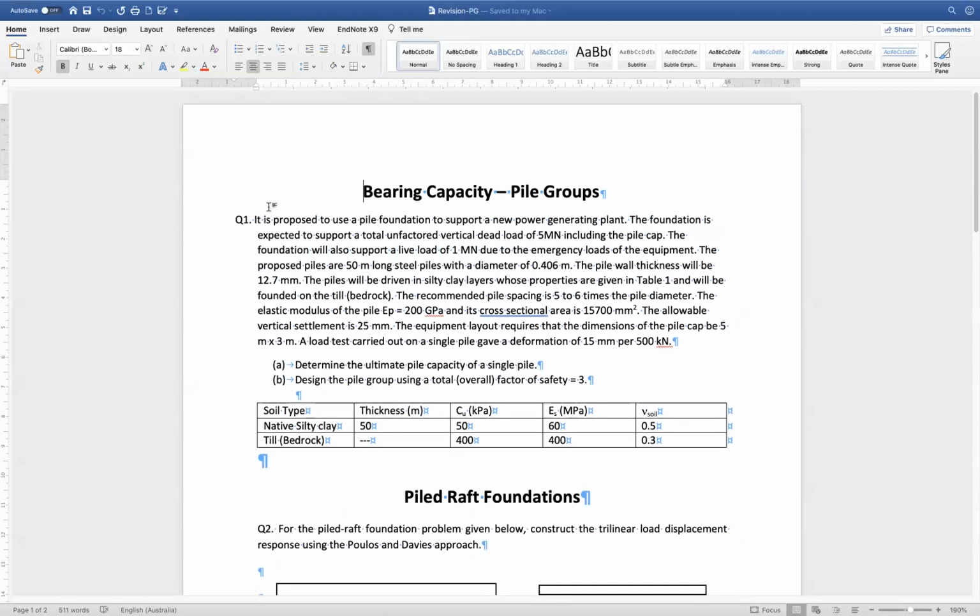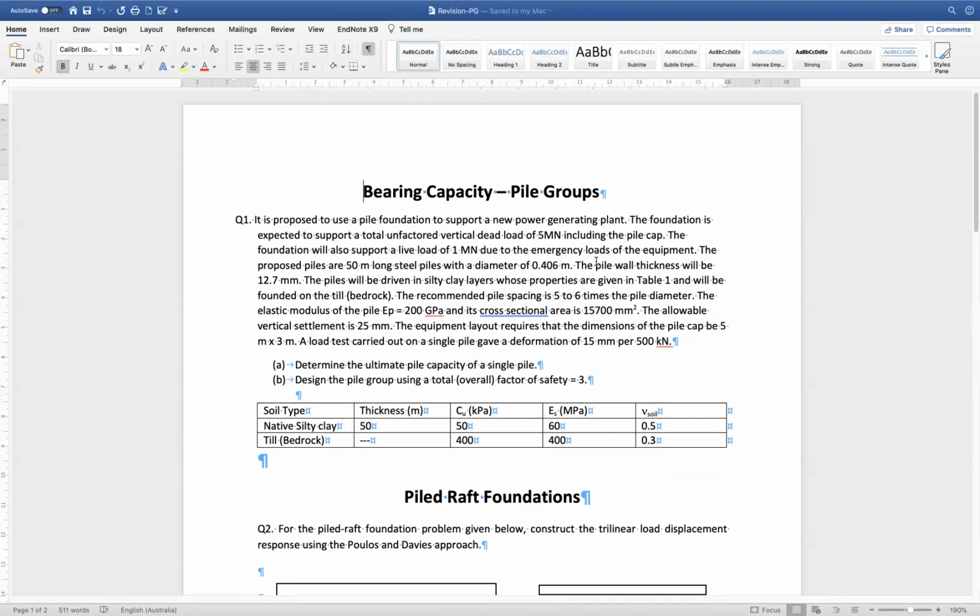Question number 1. In this question, it's proposed to use a pile foundation to support a new power generation plant. The foundation is expected to support a total unfactored vertical dead load of 5 meganewton, including the pile cap. So here we have the first working load, which is 5 meganewton. The foundation will also support a live load of 1 meganewton. So that's the second working load. And to find the total working load, it's 5 plus 1, so it's 6 meganewton.